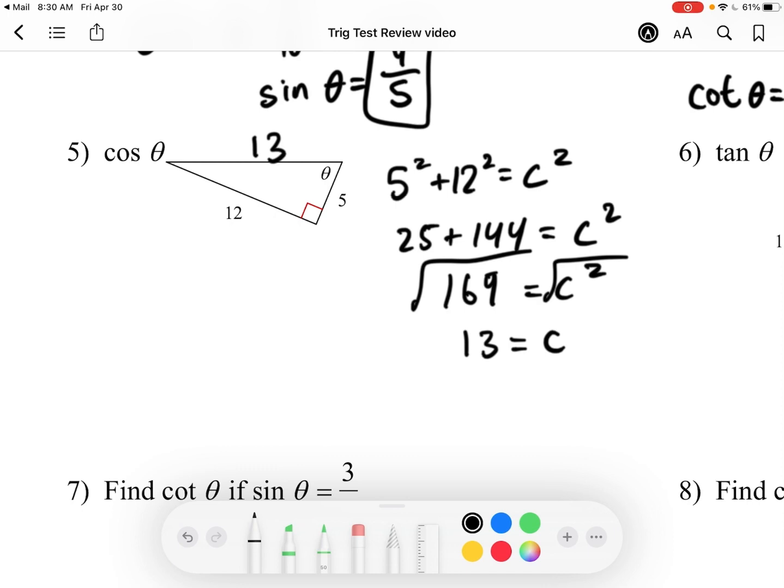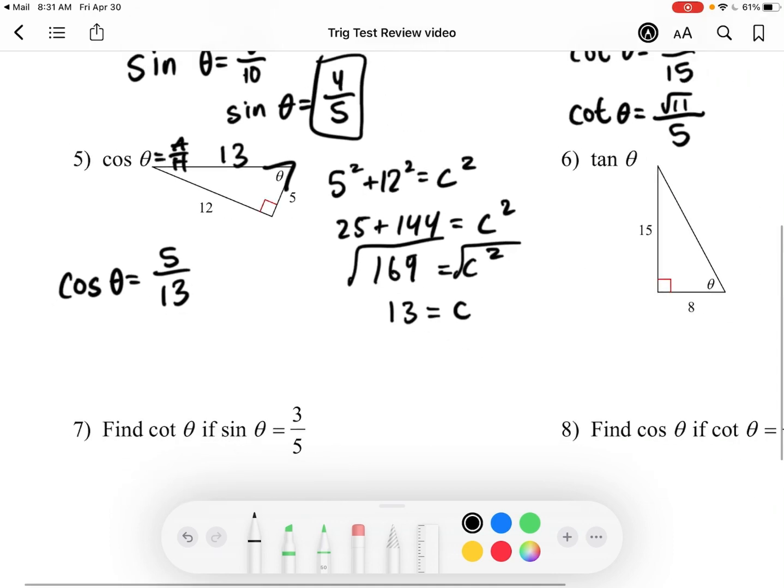So now what we're going to do is write cosine theta is equal to adjacent over hypotenuse, right? Adjacent side is 5. Here's our angle, and here's the adjacent side. So 5 over 13. 13 is our hypotenuse. And that's how we get cosine theta.